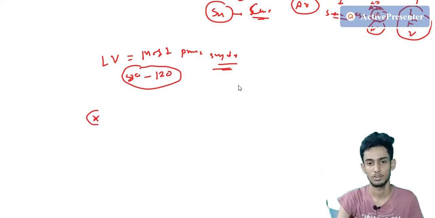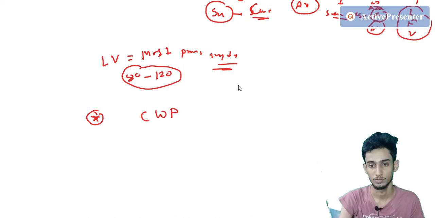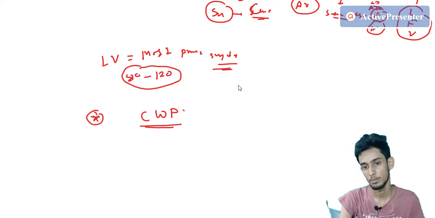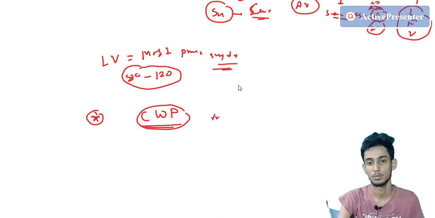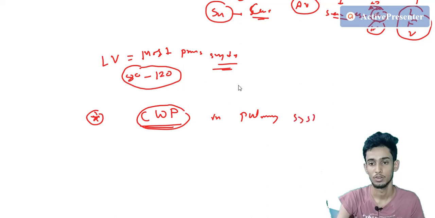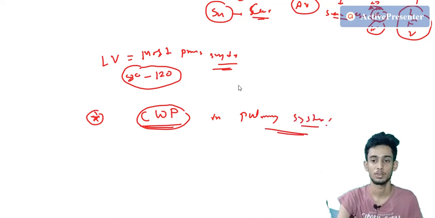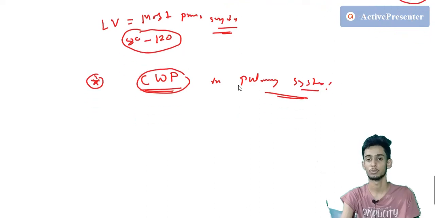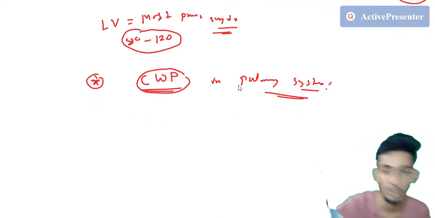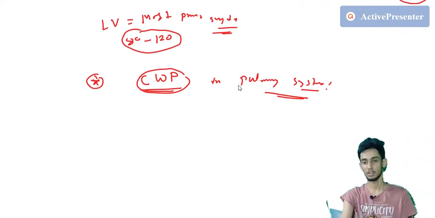Now, a little funda: capillary wedge pressure in the pulmonary system. What is it? Very important. In day-to-day cases, you can see a heart failure patient coming to the ER, and you can easily auscultate the base of the lungs, and you will find some crepts, and you can call your senior.